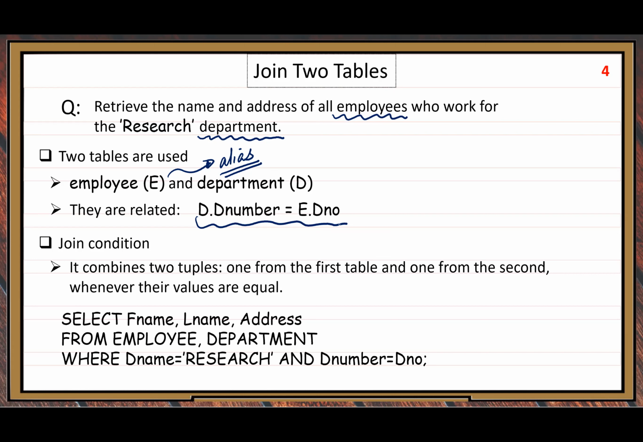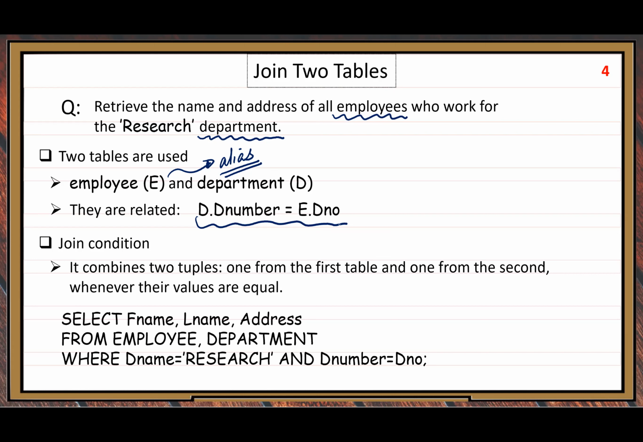Then the where clause, two conditions. The first one, D name equals single quote research single quote. The string value uses single quotes. And the Boolean operation and. D number equals Dno.